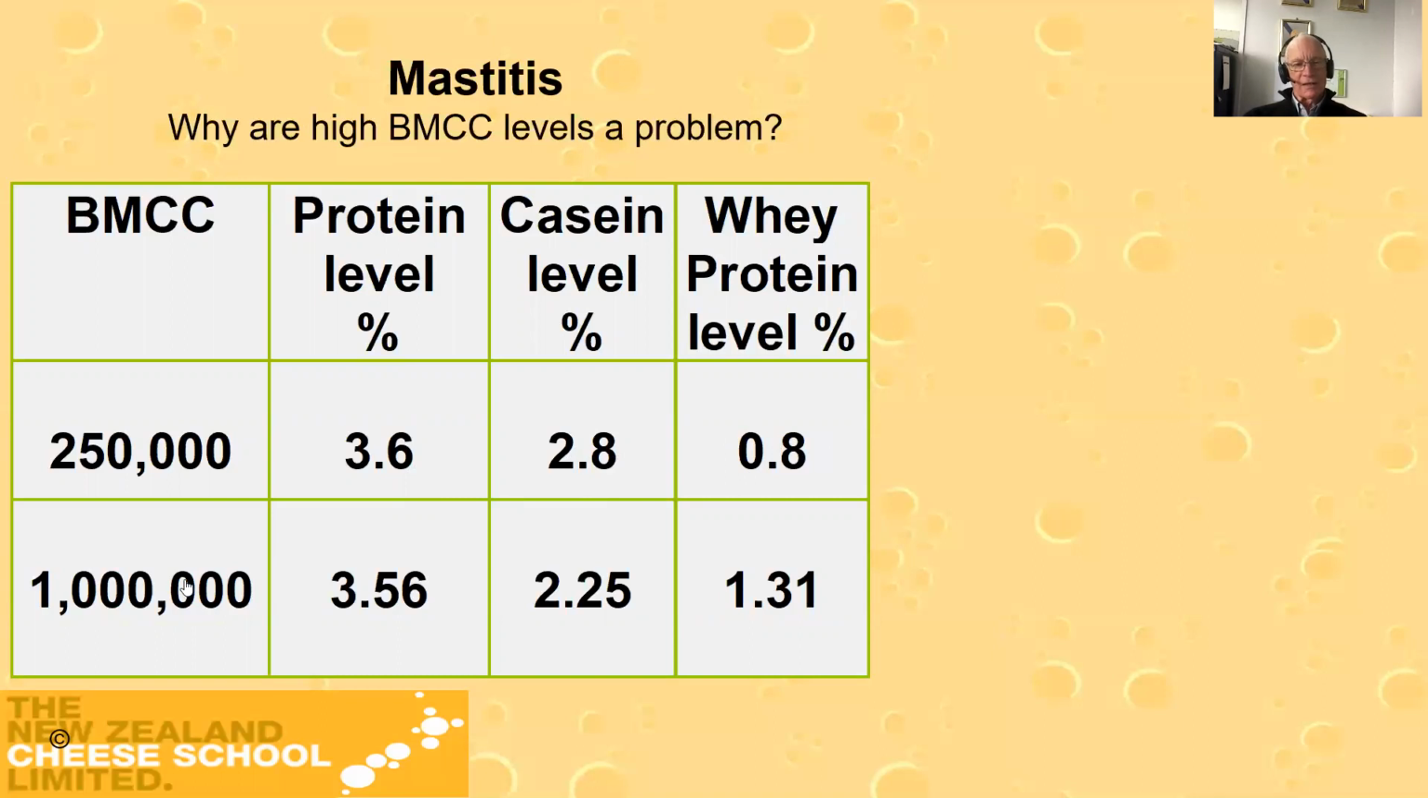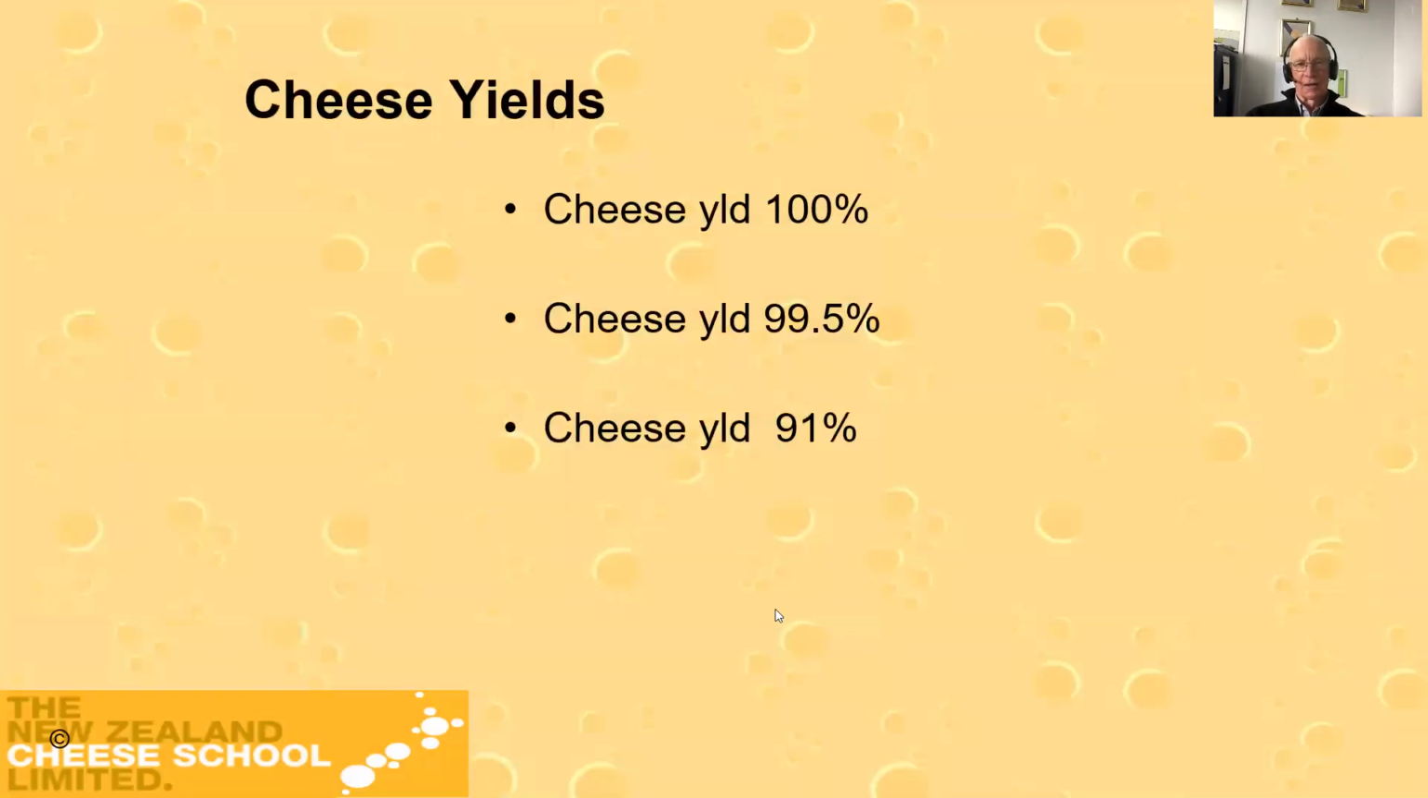When the somatic cell count increases to 1 million, we could expect a slight loss of protein level, but not much. But we have a significant loss of casein to whey protein. So less cheese making protein and far more protein lost from the cheese into the whey. So far less cheese.